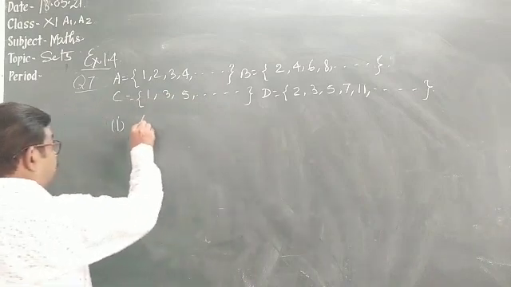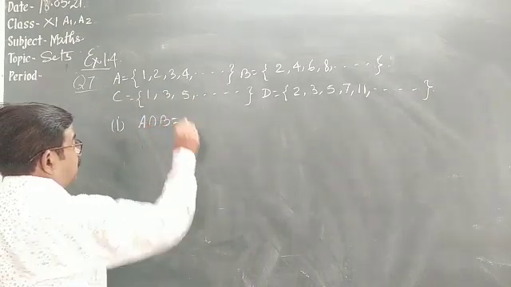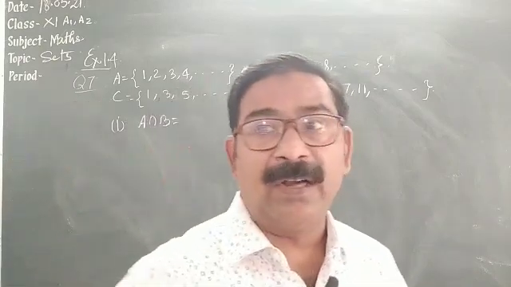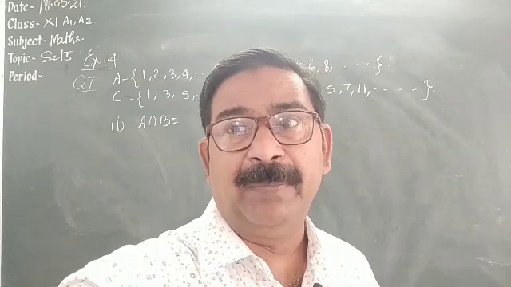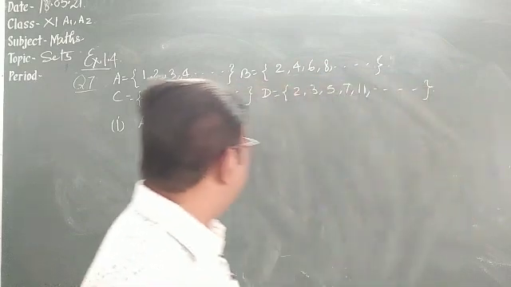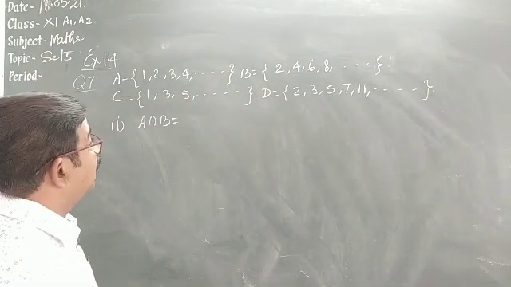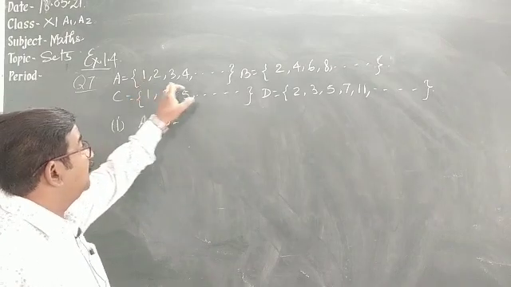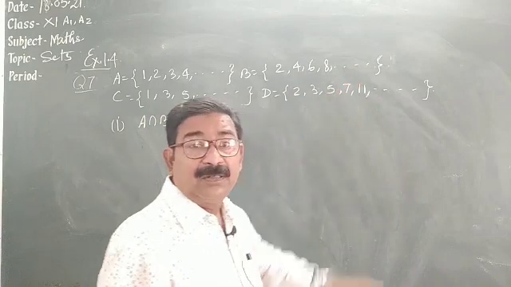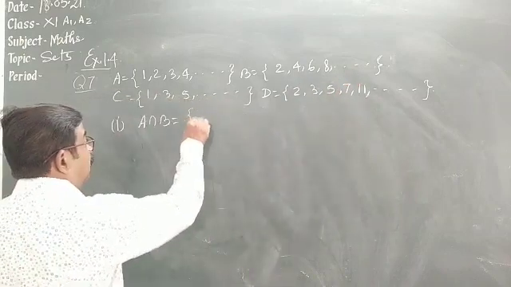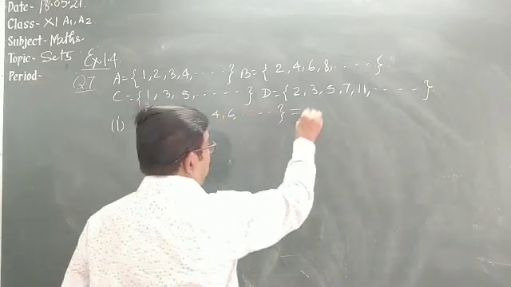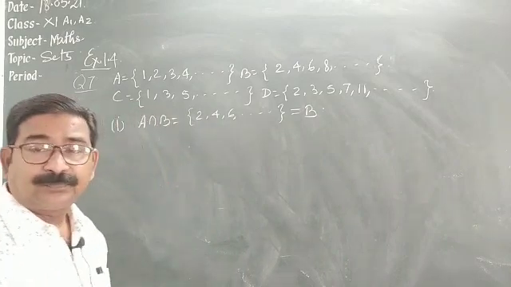The first part: we have to find A intersection B. A intersection B means what is common in A and B. Let's see what is common in A and B. In A we have all natural numbers. In B we have all even numbers. So what is common? We have 2, 4, 6 and so on, which is equal to set B.